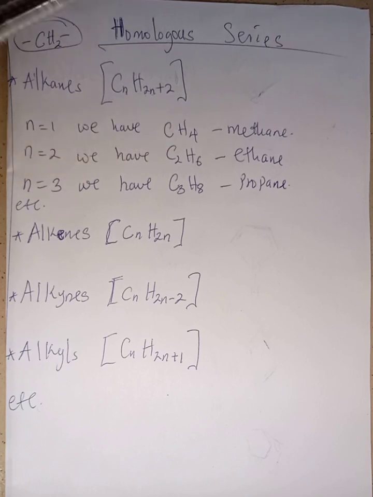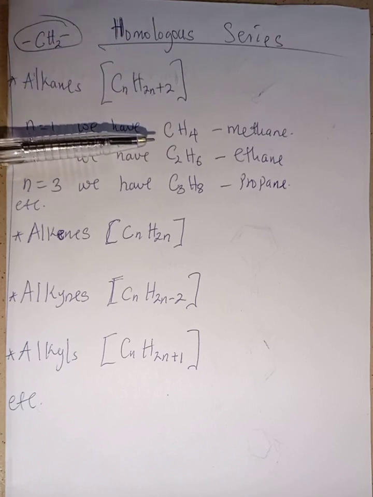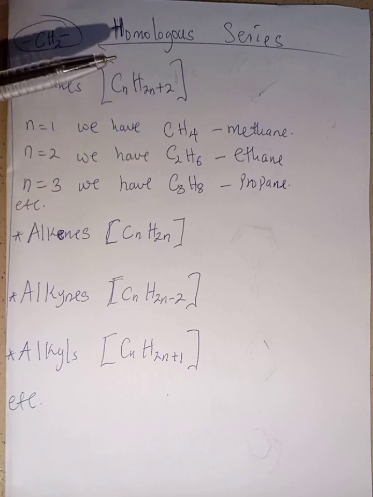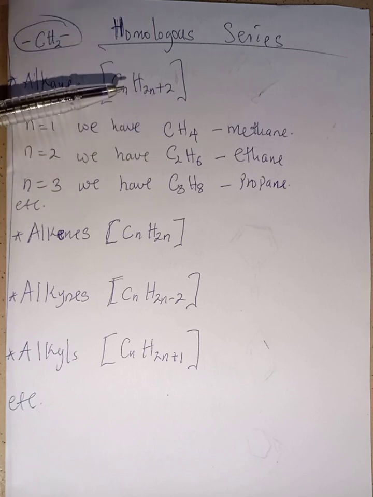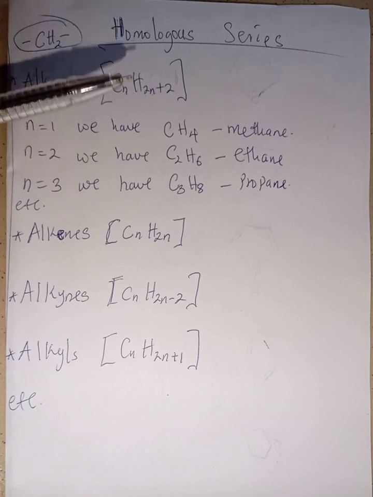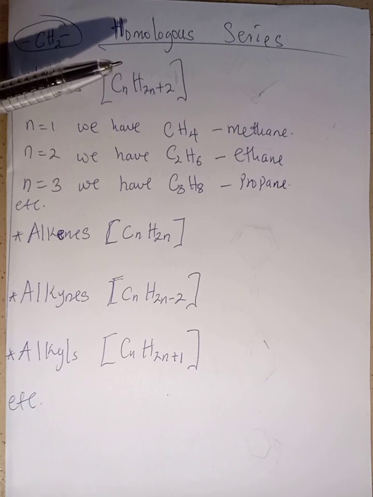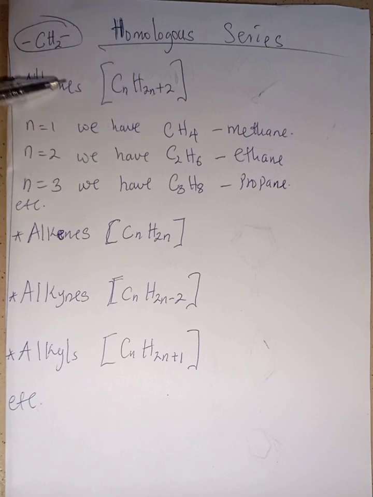There's no pi bond because alkanes don't have pi bonds. They are all single bonds throughout. Most hydrocarbons in the alkane series don't have pi bonds.